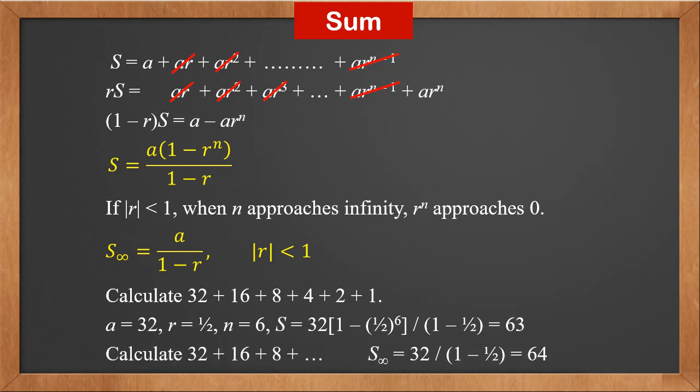If we add 32, 16, 8, 4 and all the way down, this will be a sum to infinity. A is 32. R is half. Using the formula, we get the sum as 32 over 1 minus half, which is 64.